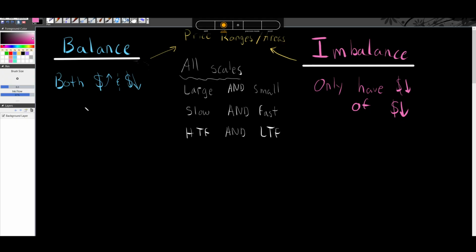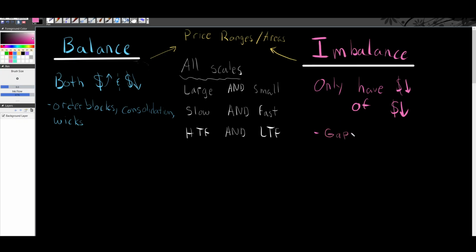All right, over here, this is where we have areas, words such as order blocks. And what else did I say? Consolidation, and wicks. And then over here, on areas of imbalance, we have gaps, FVGs, etc.